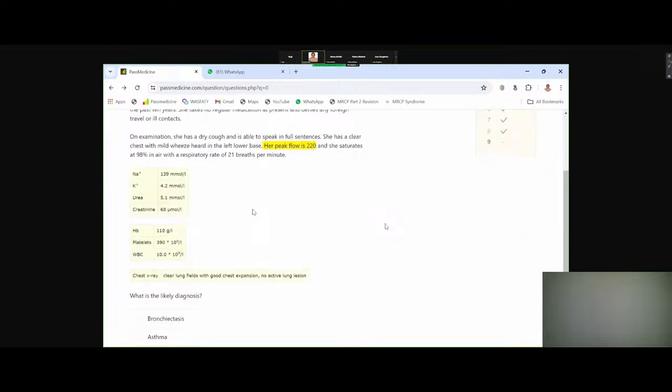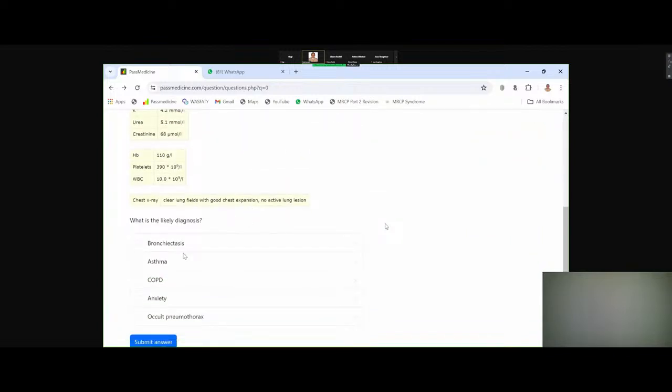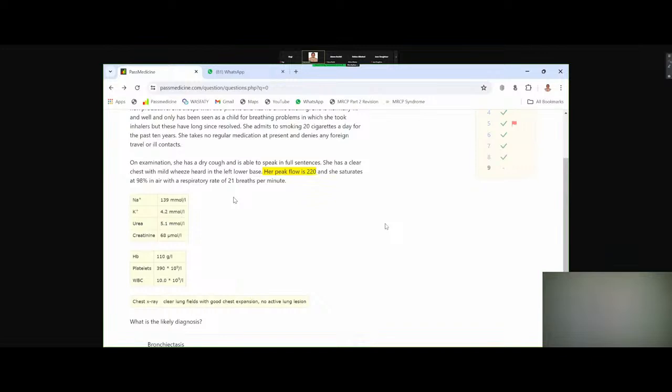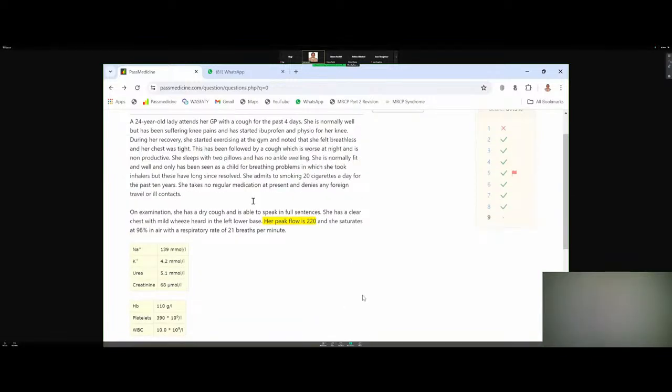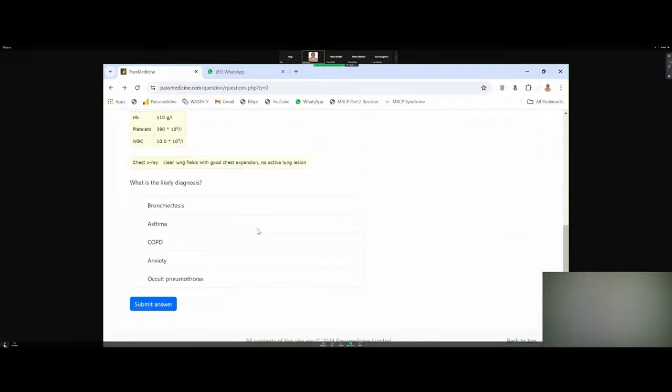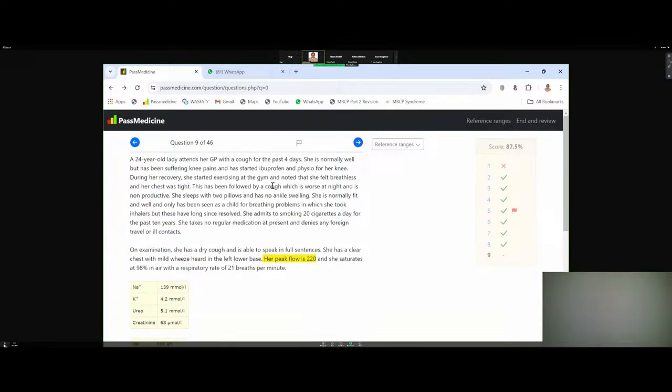Okay, what can be the answer? Bronchiectasis, asthma, COPD, anxiety, occult pneumothorax. So what do you think? She's a smoker basically, so it can be something like a pneumothorax. She is able to speak in full sentences and has a clear chest with wheeze heard in the left lower base. This is again a recurrence of asthma.